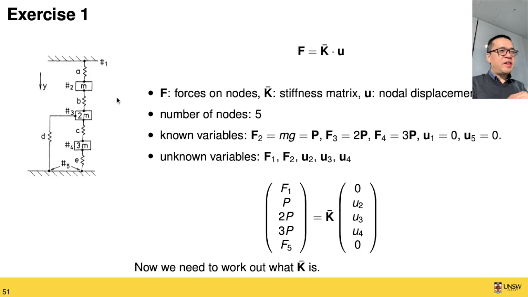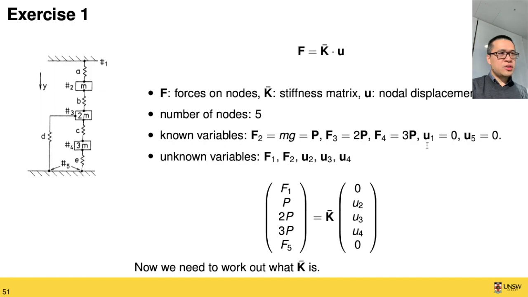We also have some variables that we know, which are the nodal forces on 2, 3, and 4, because we know the mass of each block, and gravity will pull this mass downwards. So on node number 2, we have mg, the mass of this block, which for short we'll keep as P. On the third node, we will have 2P because the mass is doubled, and on node number 4, we will have 3P because the mass is tripled.